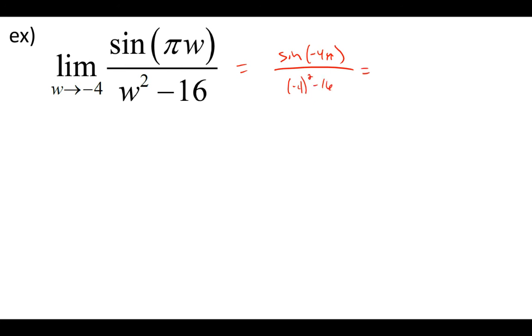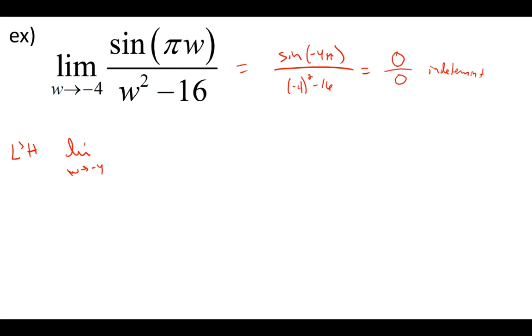Now sine of negative 4 pi is going to be 0, because at every interval of pi, sine is 0. Sine of 0, pi, 2 pi, 4 pi, 6 pi, same with negative 1 pi, negative 2 pi, negative 3 pi, negative 4 pi. All zeros. So we get 0 over 0 again. This is indeterminate, which means we're going to use L'Hopital's rule. So I'm just going to do this little L apostrophe H, limit as w goes to negative 4.